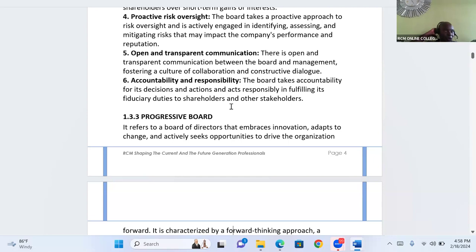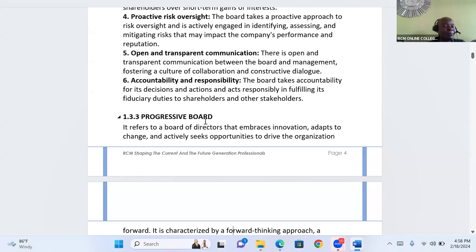Remember, a fiduciary position is a position of trust. We are putting you up there because we trust you. Should you go against what we entrusted you with, and of course start stealing, then we can take you very, very easily to jail. So we have ceremonial boards, we have liberated boards, and then we have progressive boards.